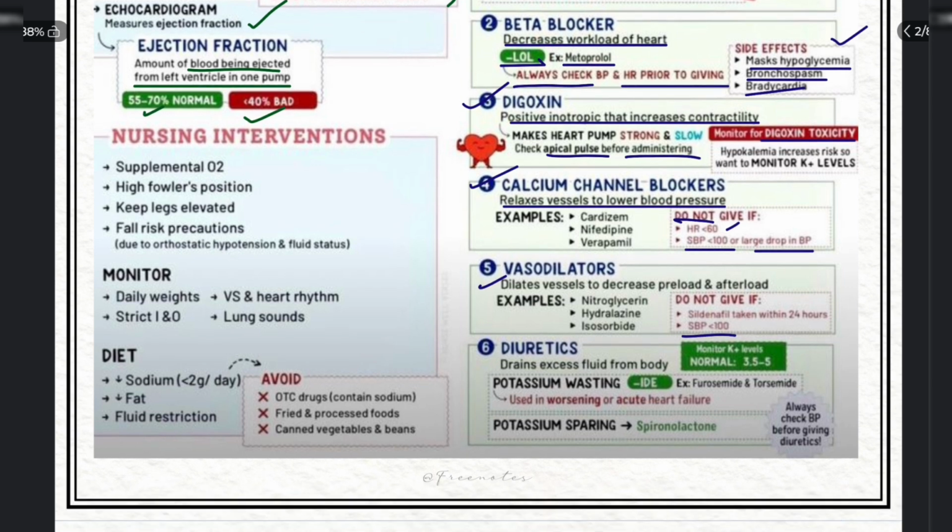Then diuretics. They remove excess fluid from the body. Potassium-wasting diuretics are used in worsening or acute heart failure. Examples are furosemide or torsemide. Always check BP before giving diuretics. And here is a potassium-sparing one, spironolactone. Spironolactone is basically potassium saving, and loop diuretics are potassium losing. And the normal K+ level should be 3.5 to 5.